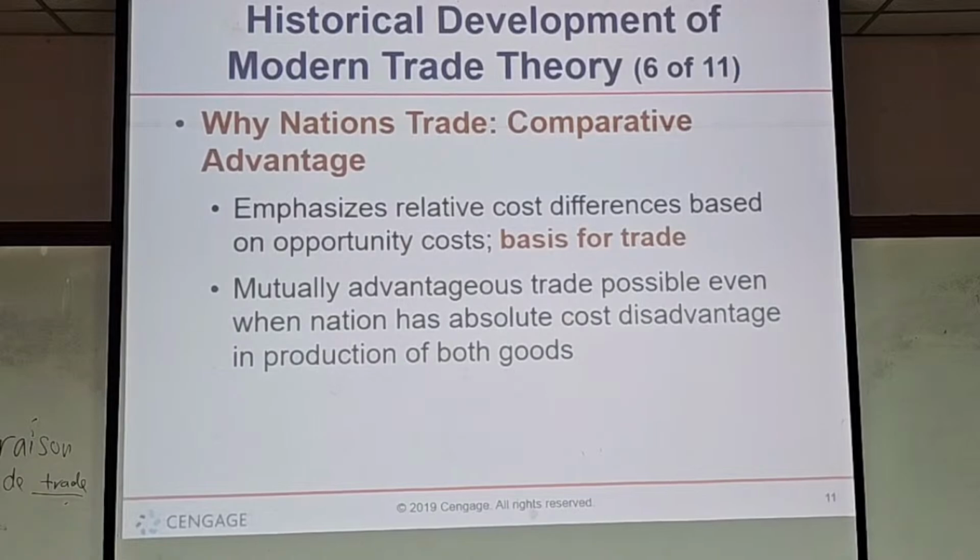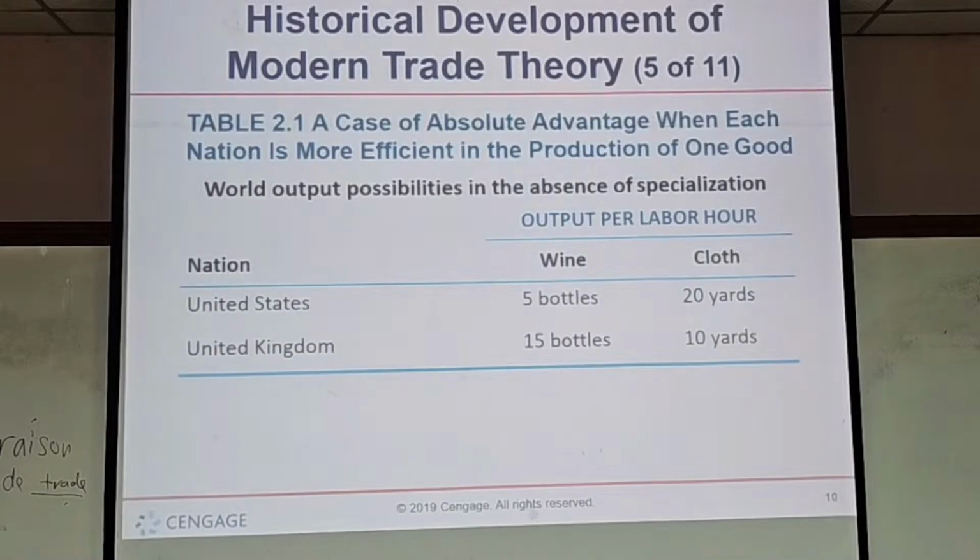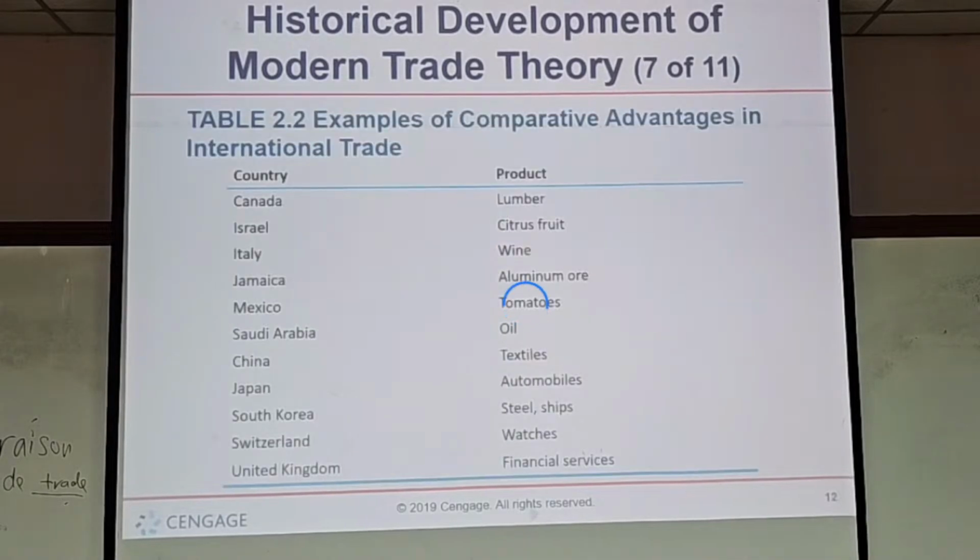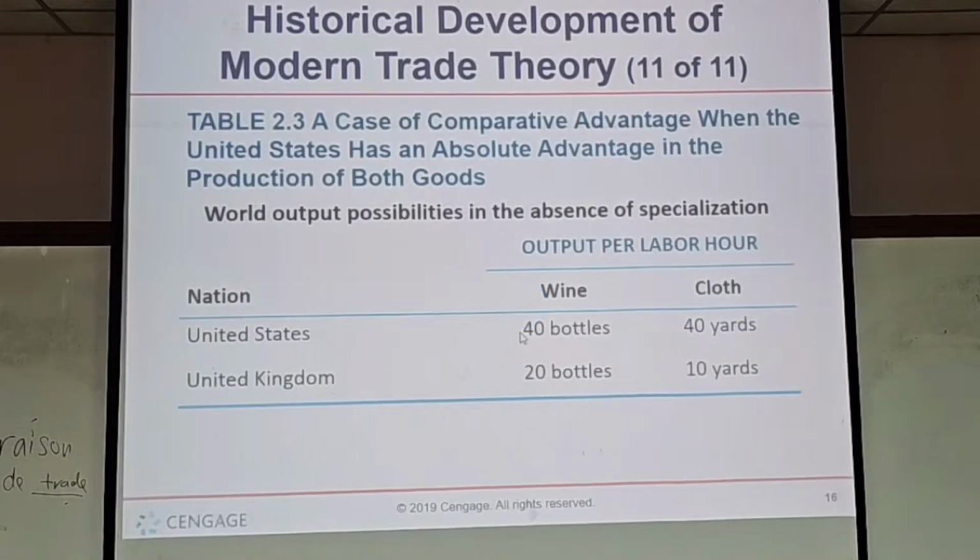Finish Smith. Now Ricardo. According to Smith, if one country has absolute advantage in both products and the other country has no absolute advantage at all, trade will not happen, because country A doesn't need the other country.